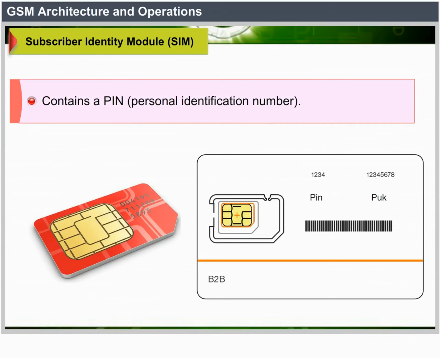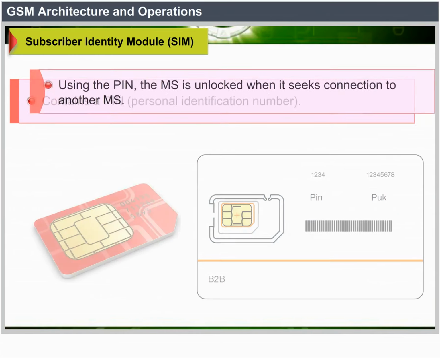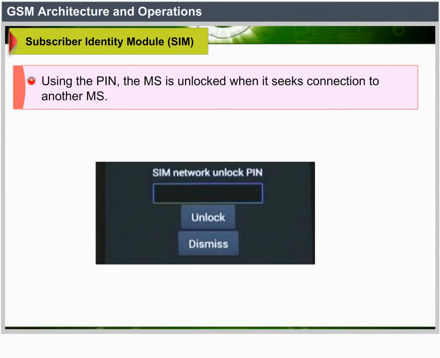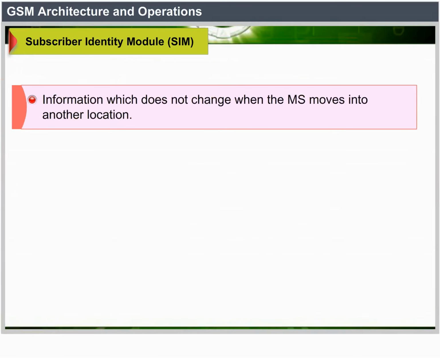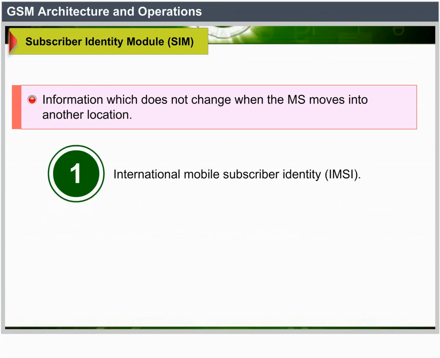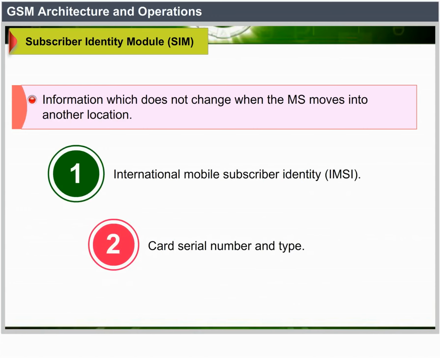It contains a PIN, personal identification number. Using the PIN, the MS is unlocked when it seeks connection to another MS. The user can use the PIN to lock or unlock the MS. Information which does not change when the MS moves into another location includes the International Mobile Subscriber Identity (IMSI), card serial number and type.